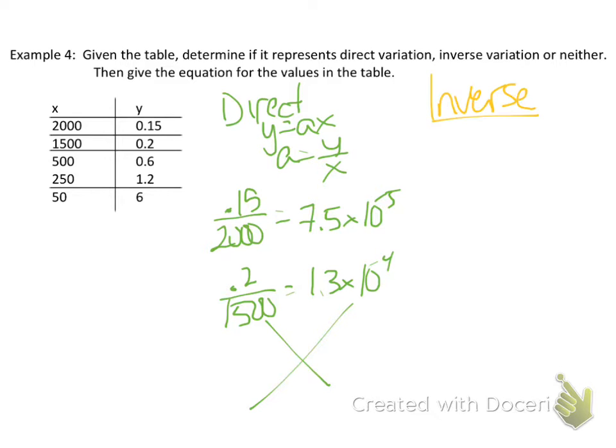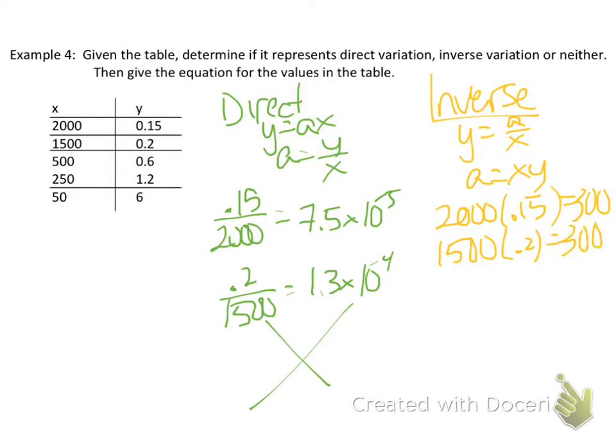So now let's see if that represents inverse variation. Again, inverse variation is one goes up, the other goes down. So we need to find our a, which is the product of x and y. So let's go ahead and find that. 2,000 times 0.15, we get 300. 1,500 times 0.2. All right, so that must mean it is.